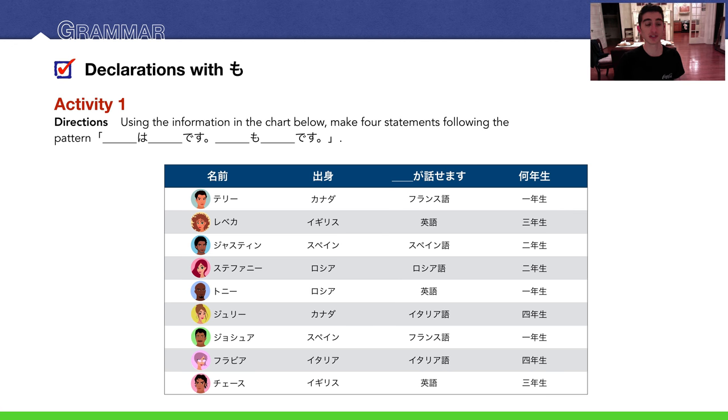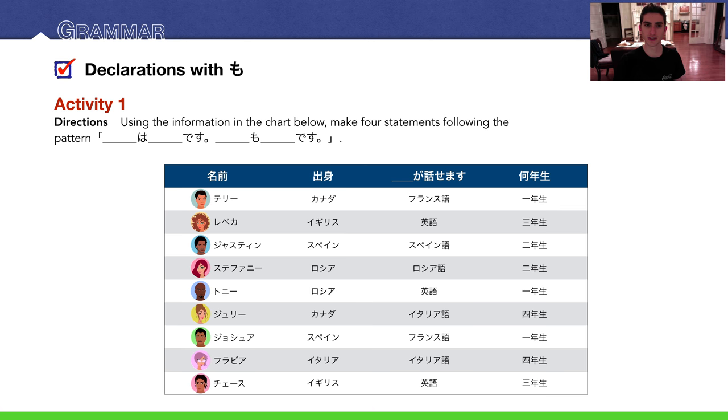Diving right into activity one. Using the information in the chart below, make four statements following the pattern 何々は何々です。何々も何々です。 So what I'm looking for here is that you're talking about two people that share a similar quality, and you're going to relate them using mo. Pause the video if you want to try it on your own. I'm going to answer this right now.